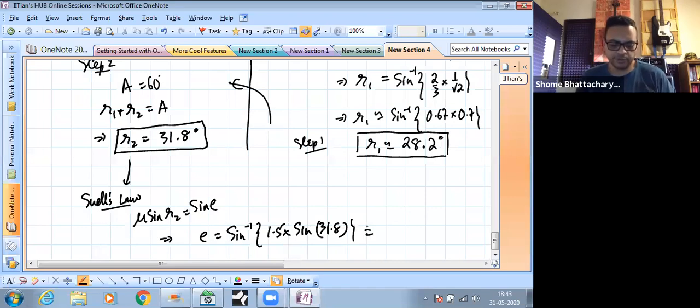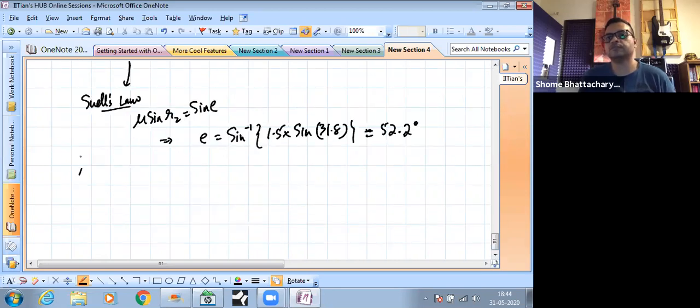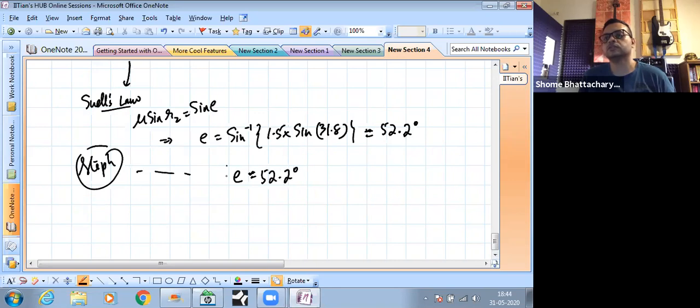So sine of 31.8 is around 0.53, and multiply that with 1.5, so that gives us around 0.79. And then I'm taking sine inverse of that, so that is giving me about 52.2 degrees. So that was my fourth and final step. Okay, so this was my step 4. This is giving me the angle of emergence as approximately 52.2 degrees.